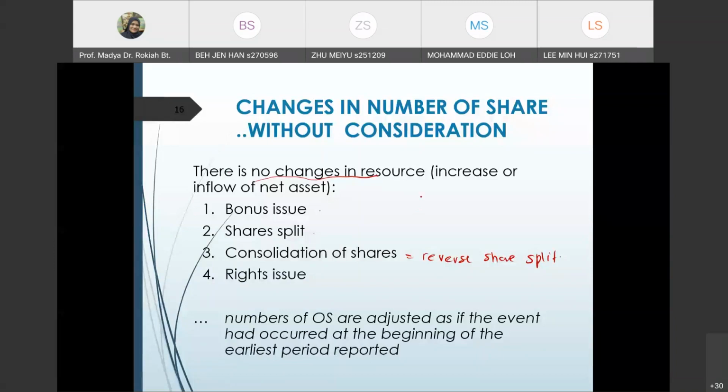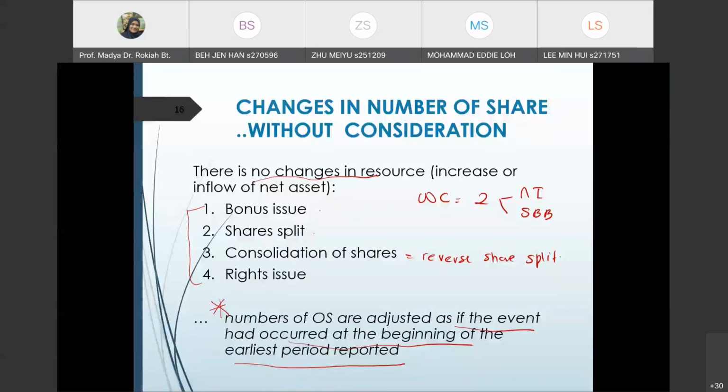Number of ordinary shares, so be careful with this one. The number of ordinary shares is adjusted as if the events had occurred at the beginning of the earliest period reported. So we assume that, without consideration, whether it is a bonus issue, share split, consolidation, or rights issue, it has happened at the beginning of the earliest reporting period. For the earliest reporting period, you need to look at how many years are given in that information.